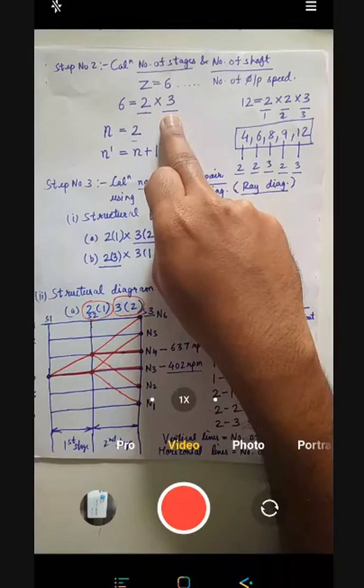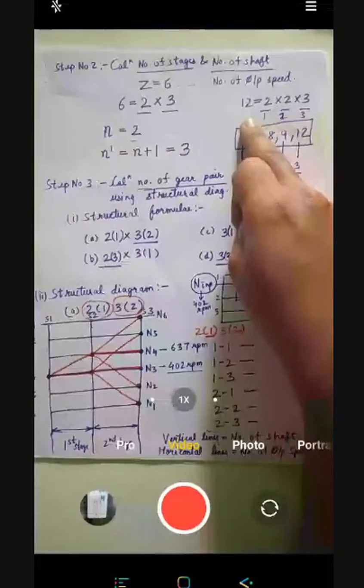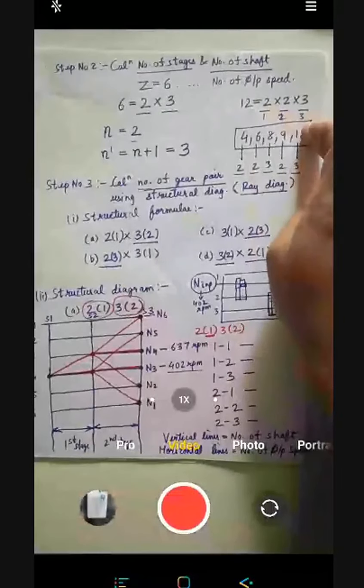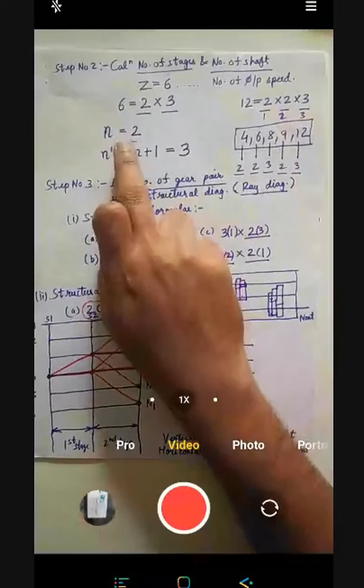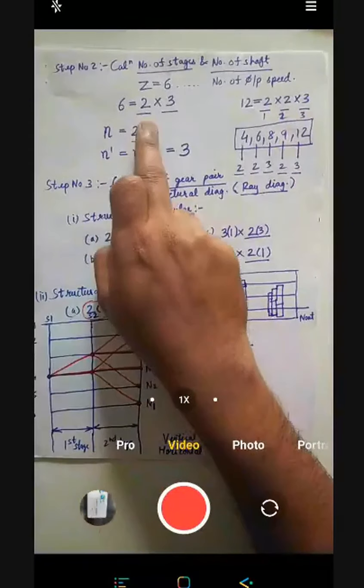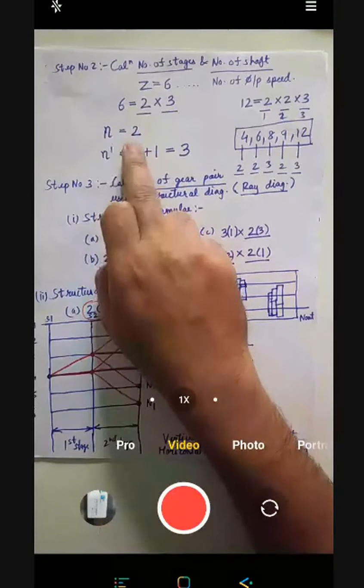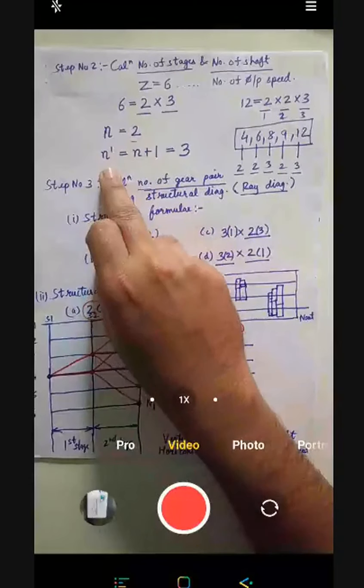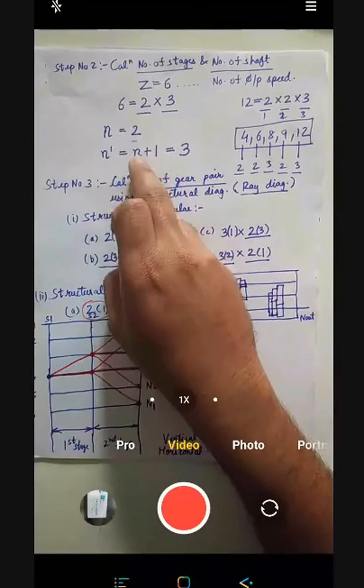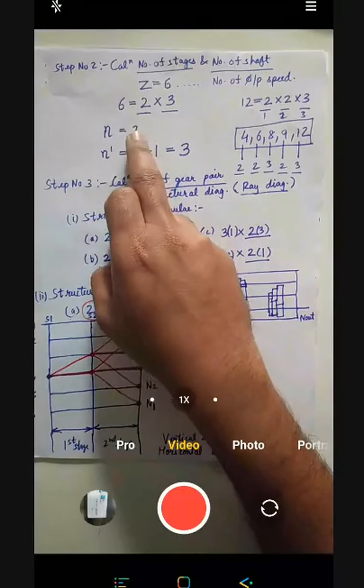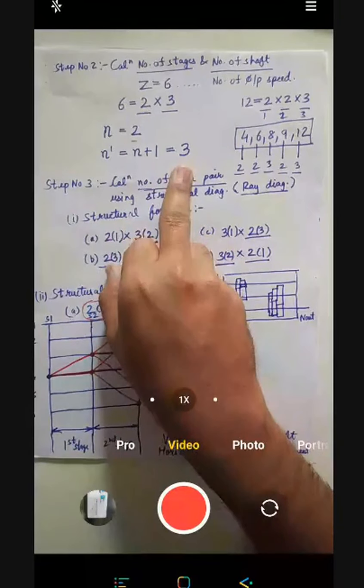If it had been 12 output speeds, it would be 2 into 2 into 3, so there are 3 elements and the number of stages would have been 3. But now it is 6, so 2 into 3, 2 elements, 2 stages, and the number of shafts will be n plus 1, that is number of stages plus 1. So the number of shafts is 3.